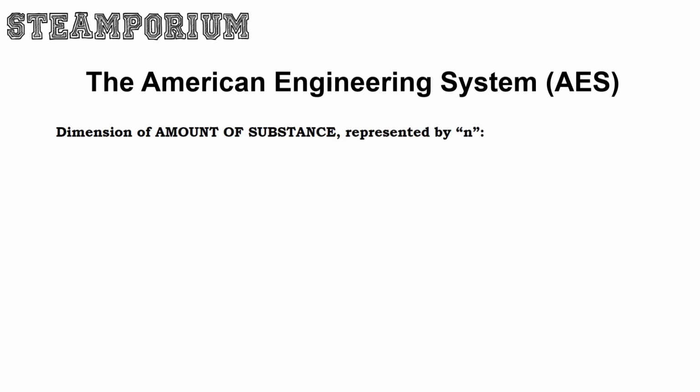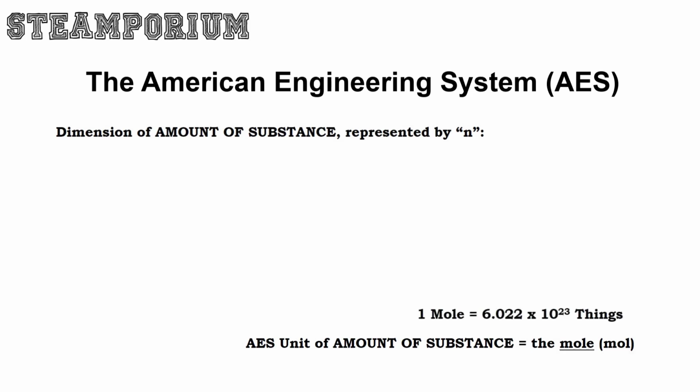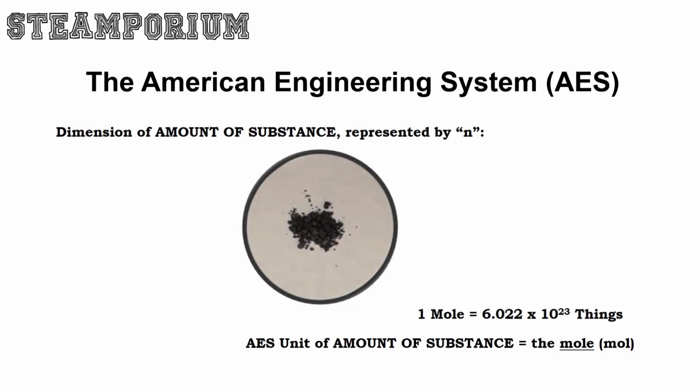The dimension of amount of substance is in units of the mole. Think of the mole simply as a number. A dozen, for example, represents 12 of something. A mole represents 6.022 times 10 to the 23rd of something. This picture shows 12.0 grams of carbon, which is 1 mole of carbon, or 6.022 times 10 to the 23rd carbon atoms.